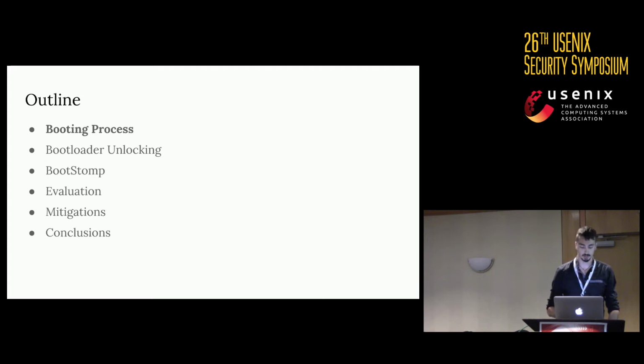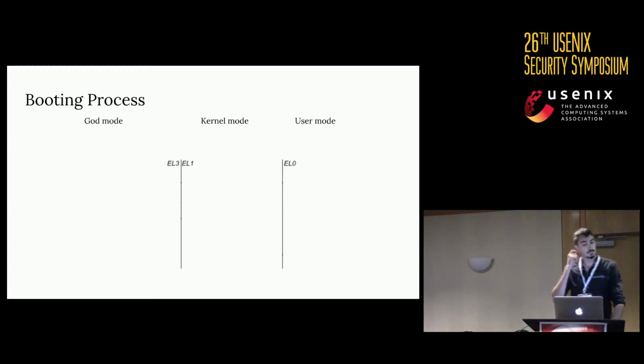Let's start with the booting process. So ARM defines up to 4 different exception levels. An exception level basically is a mode in which the processor operates. For this presentation, we care mainly about just 3. EL3, which basically is the God mode, in which the processor has full visibility of all the memory and all the registers. EL1, which basically is the kernel mode. EL0, which basically is the user mode.